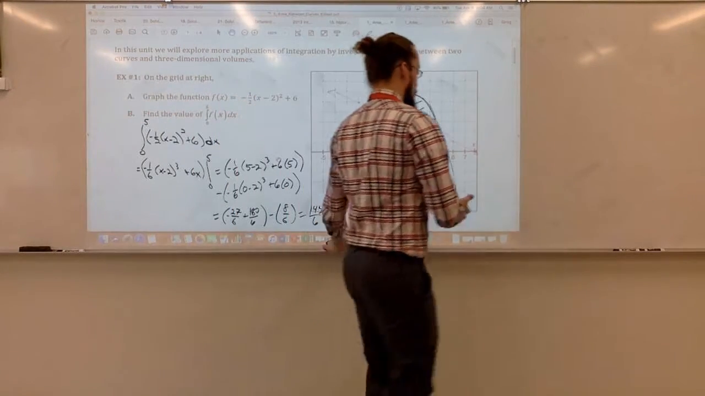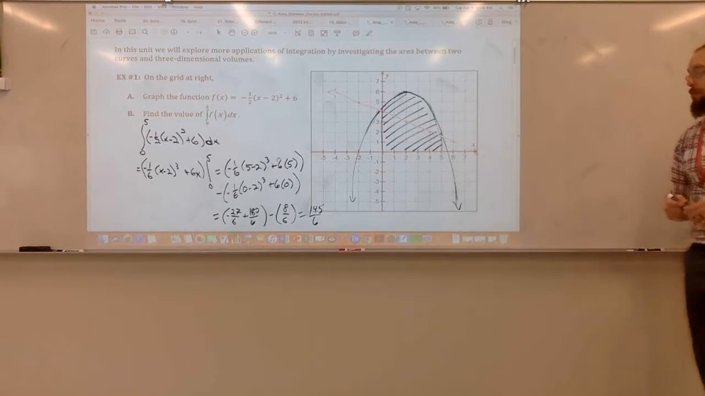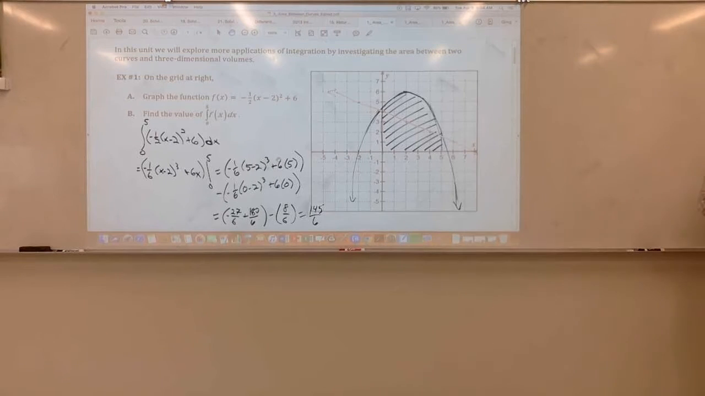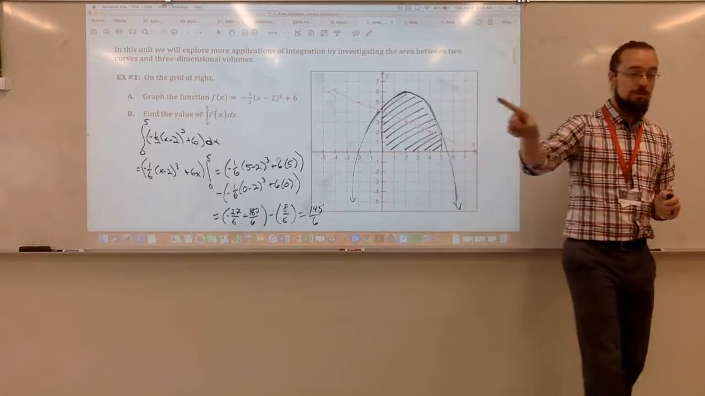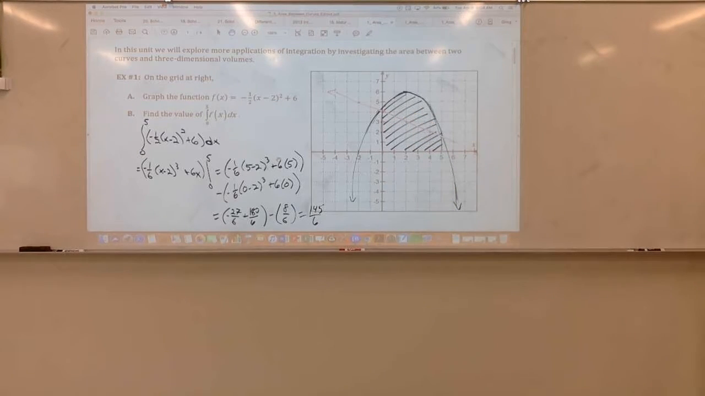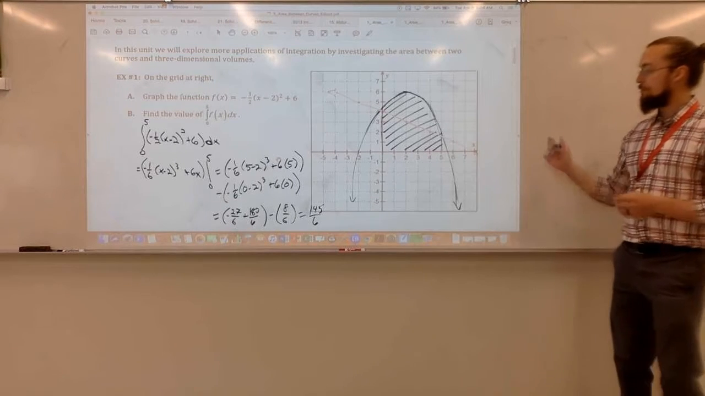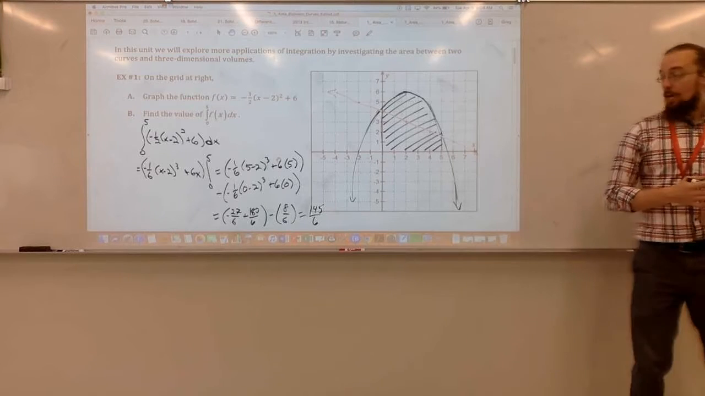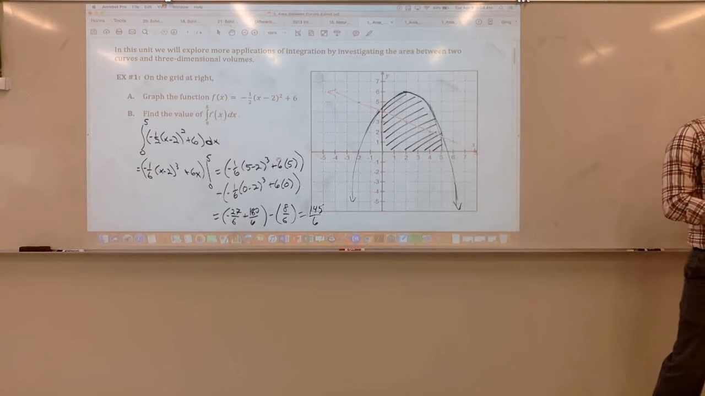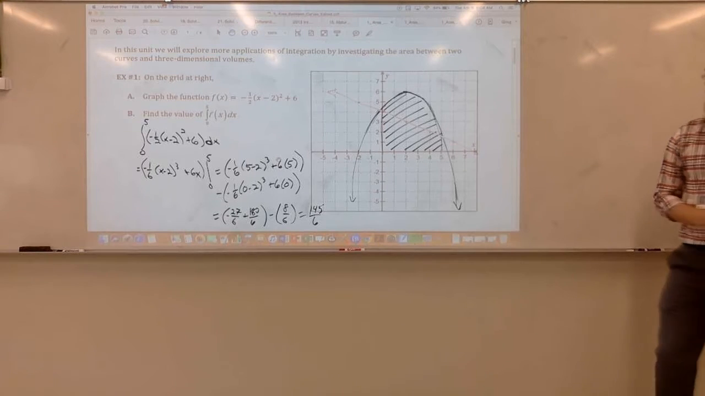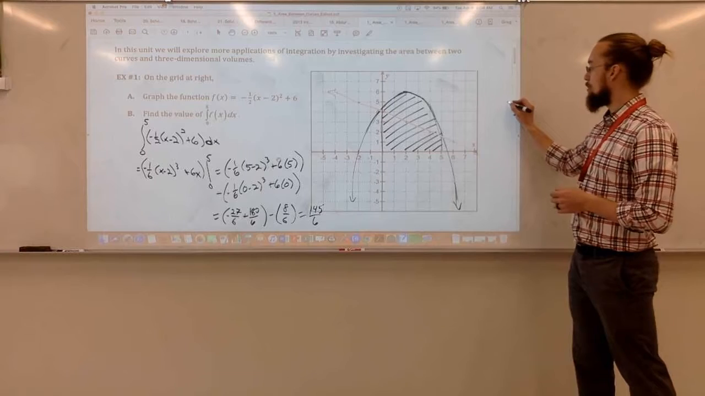There are actually a couple ways we could do this. We could do this geometrically. We could just find the area of this trapezoid. Or we could set up a definite integral. Either way. I would probably say doing it geometrically. So what is the area of a trapezoid?